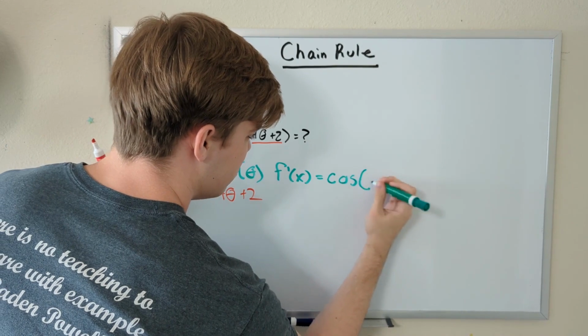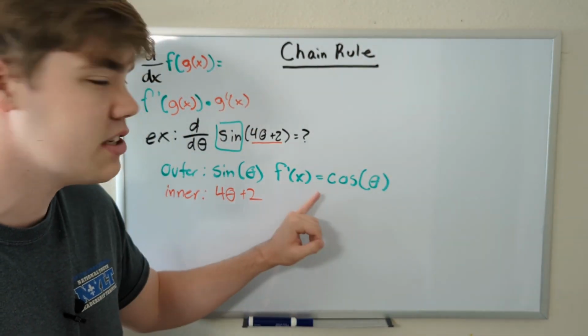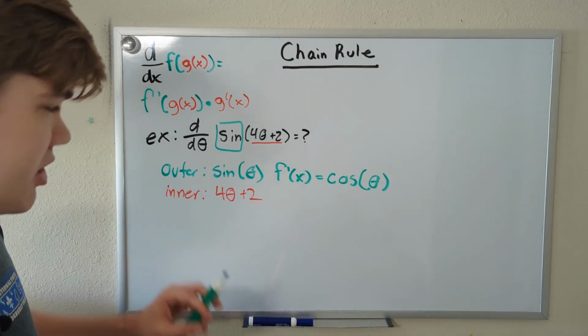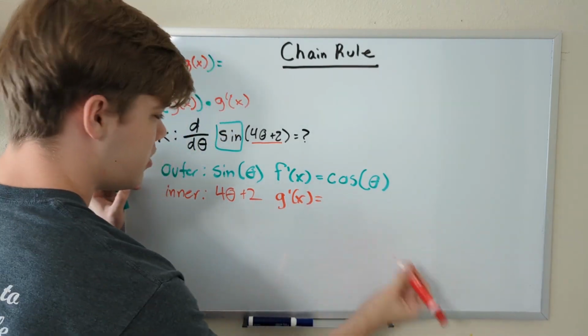That is one of the derivatives you really should memorize. It's a very simple one, of course, but you absolutely need to know this one. It's very important because it comes up a lot. And g prime of x, aka the derivative of the inner function, is equal to 4.